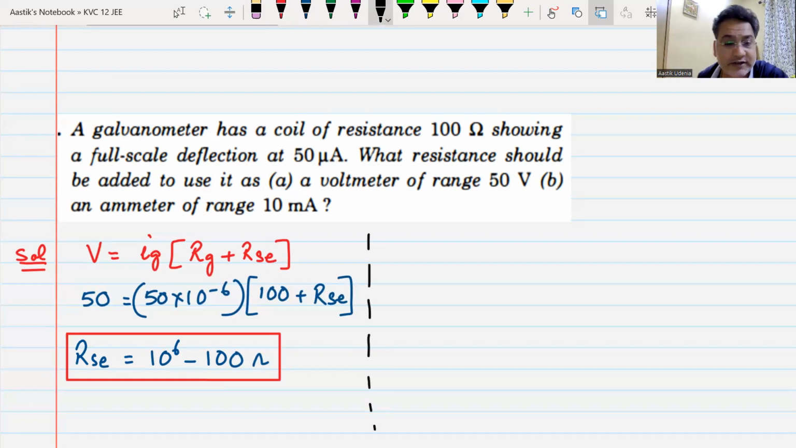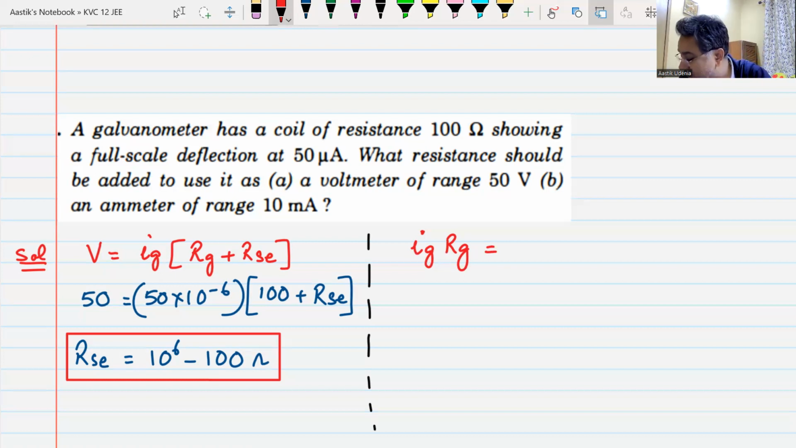Now, to get the other answer, the only other equation I know is very simple, for conversion into an ammeter. Remember this equation? Yes or no? 0.5 ohms, sir. What was the equation? Ig into Rg is equal to (I minus Ig) into R shunt.